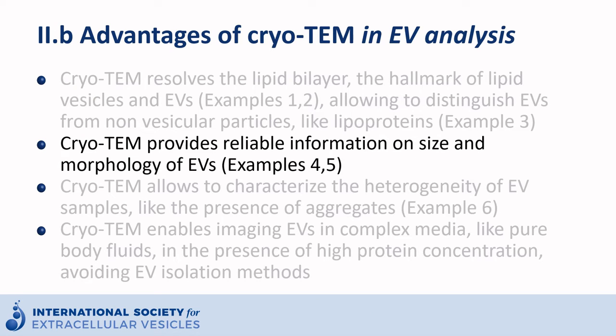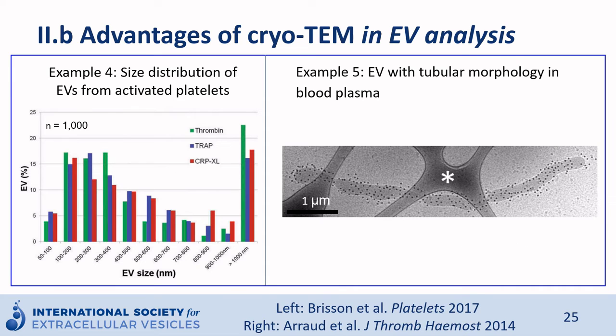Another important advantage of cryo-TEM is to provide reliable information on the EV size and on the EV morphology, as illustrated here. On the left, the size distribution of EVs from activated platelets using different activators. And on the right, an EV with a tubular morphology, several micrometers long, as you can see here, in fresh human plasma.